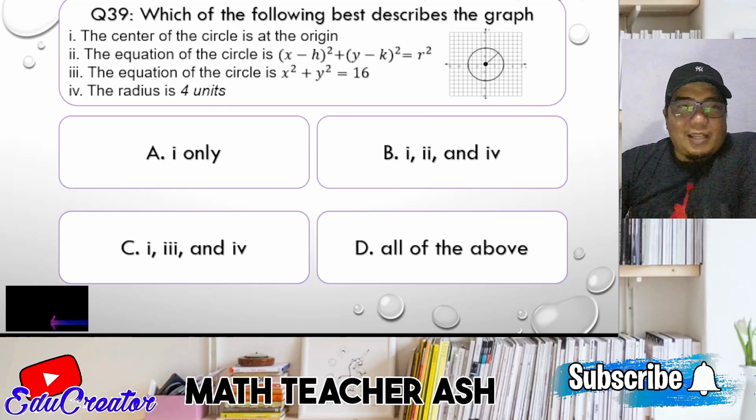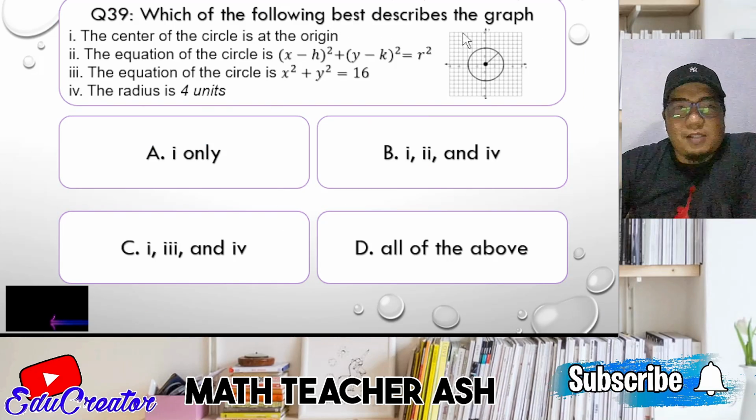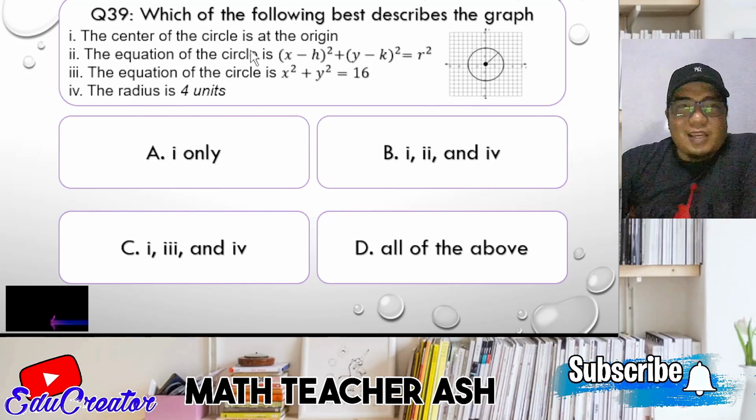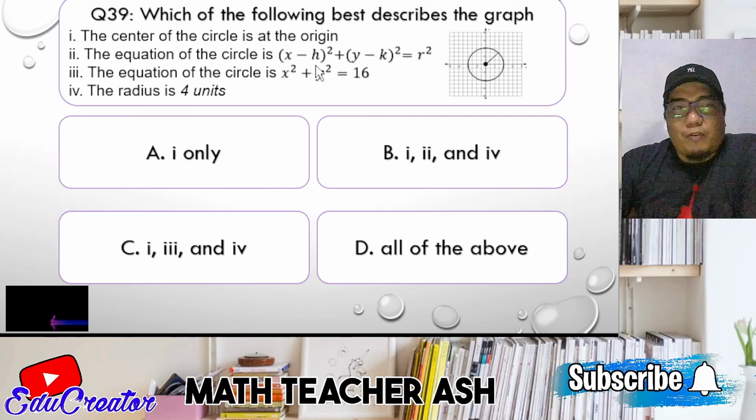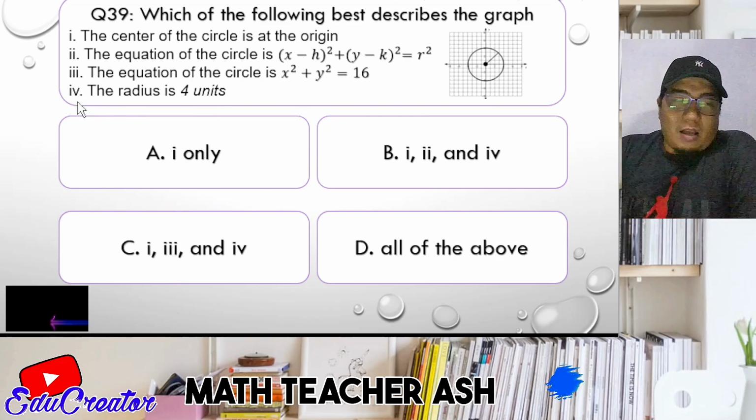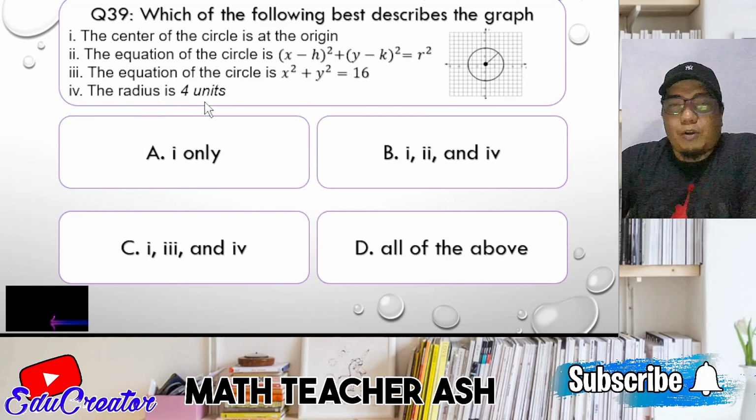Okay, question 39. Which of the following best describes the graph? Ito yung graph. Alright. Is it 1, the center of the circle is at the origin? 2, the equation of the circle is (x minus h) squared plus (y minus k) squared equals r squared. Ito yung formula. 3, the equation of the circle is x squared plus y squared is equal to 16. Or 4, the radius is 4 units.